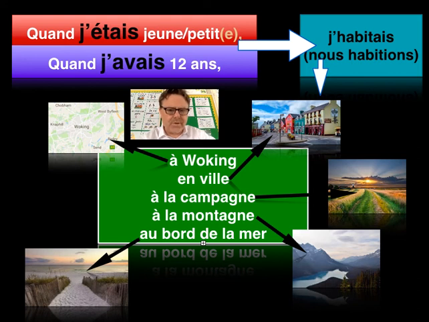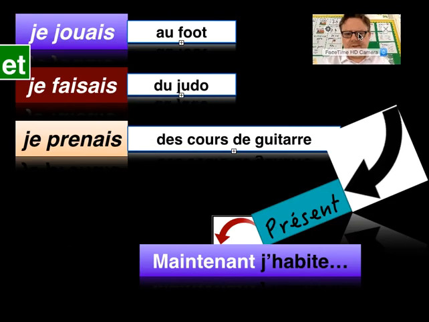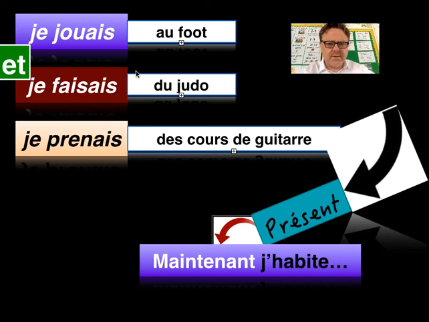Have a good look. Next slide. And I'm moving again. Here we go. So still operating in the imperfect tense. These are the things that I used to do when I used to live there. Je jouais au foot. I used to play football. Je jouais au hockey. I used to play hockey. Or basketball, and so on. Je faisais, I used to do, from faire, to do. Je faisais du judo. I used to do judo. Je prenais, I used to take, des cours de guitare. Guitar courses.